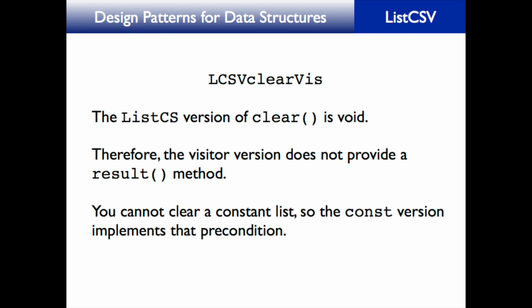Okay, as we mentioned in the lecture, we're going to conclude this lecture with a screencast. So first, let's take a look at the list CS version, the clear visitor. The first thing to note is that the list CS version of clear is void, and because it's void, we don't need to have a result method for the visitor version. Another issue about clear is that clear modifies the list. Because you cannot clear a constant list, the constant version has to implement that precondition.